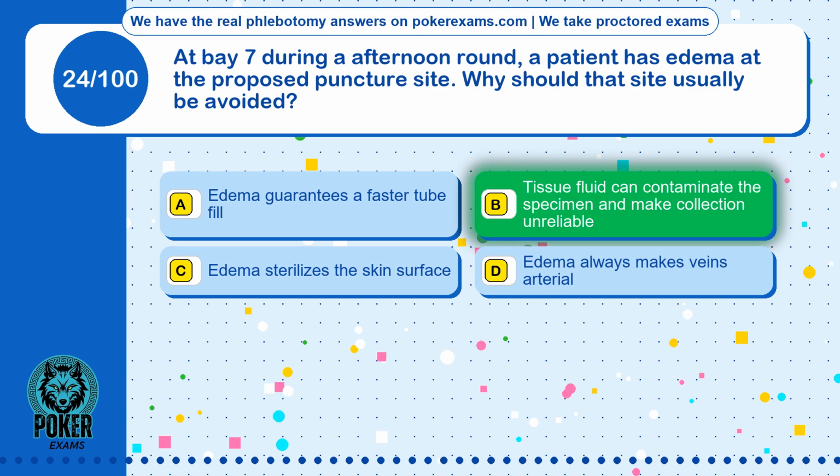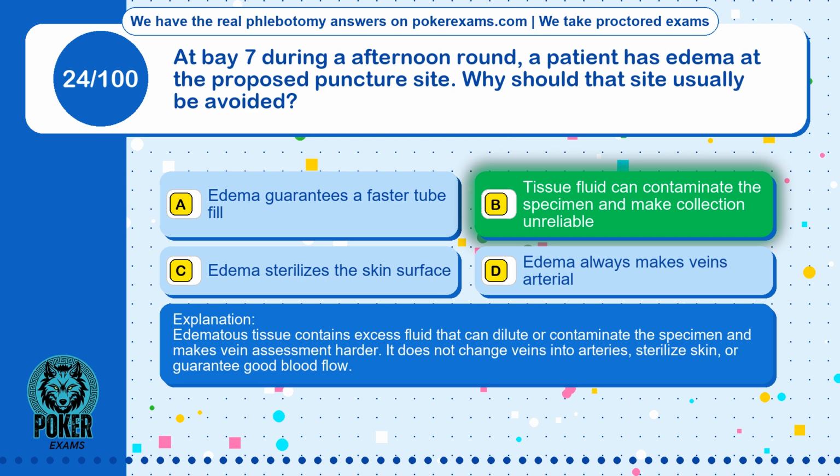Tissue fluid can contaminate the specimen and make collection unreliable. Edematous tissue contains excess fluid that can dilute or contaminate the specimen and makes vein assessment harder. It does not change veins into arteries, sterilize skin, or guarantee good blood flow.